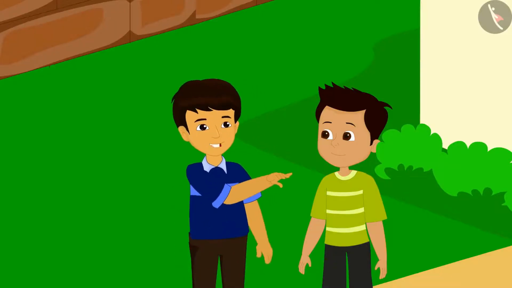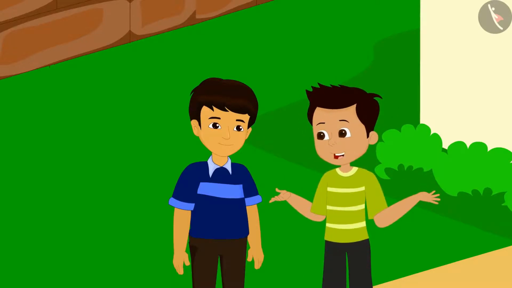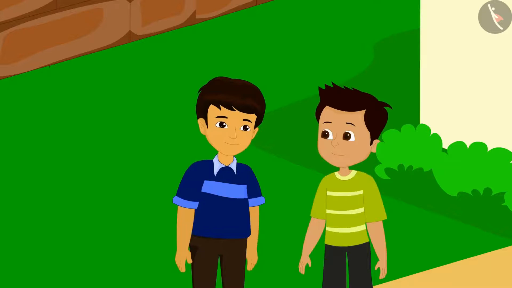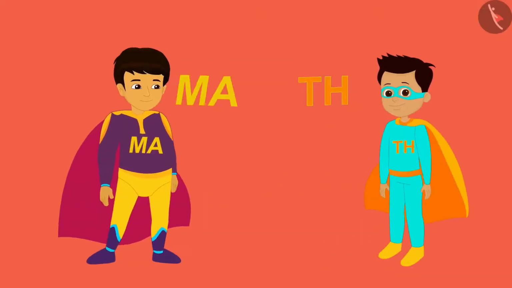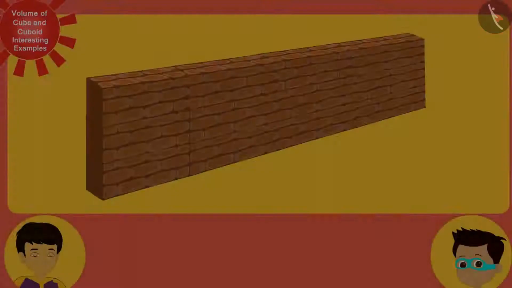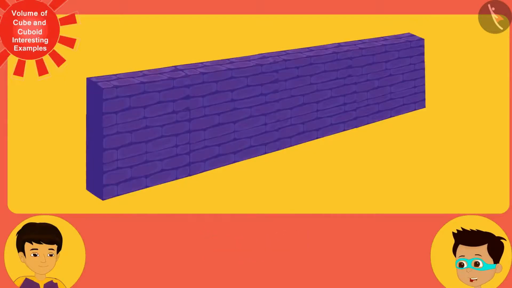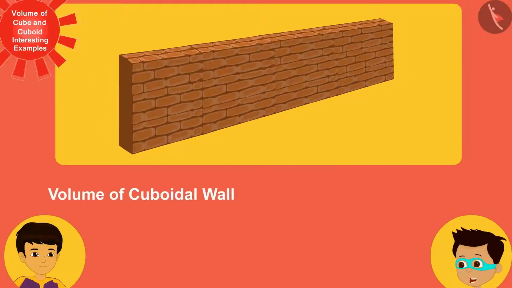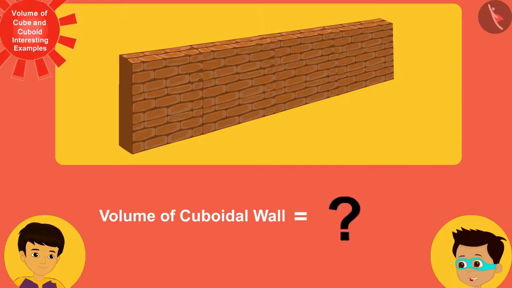Let's figure this out by counting the bricks. Oh, no. We can find this easily through mathematics. Oh, great! That means it's math time! Look, Manas, the wall is cuboid in shape and the space that is occupied by it, that is, the volume of this cuboid, is equal to the space occupied by all the bricks. So let's first find the volume of the wall.